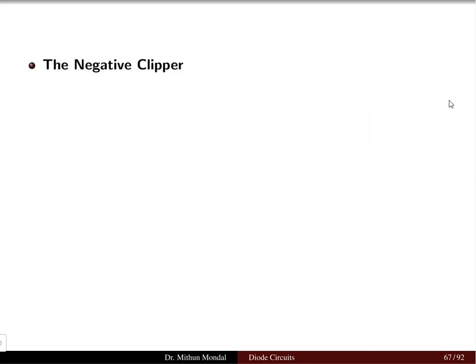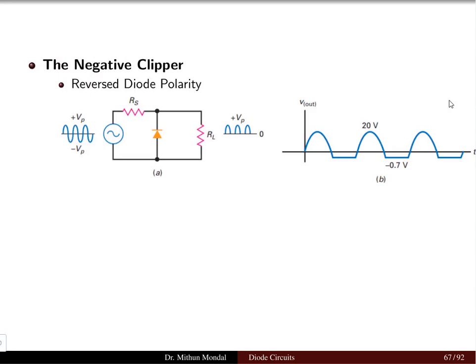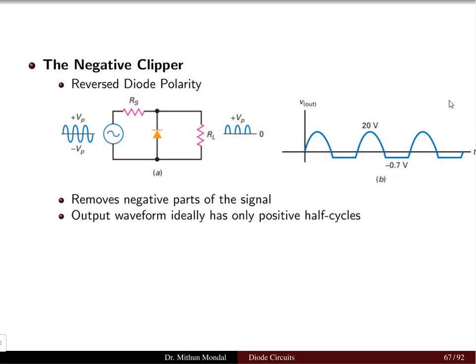Let us see the negative clipper now. The negative clipper circuit will have reverse diode polarity. You can see we have reversed the diode in the circuit, so it will remove the negative part of the signal. Now you do not have the negative part of the signal in the output. The output waveform ideally has only the positive half cycle.